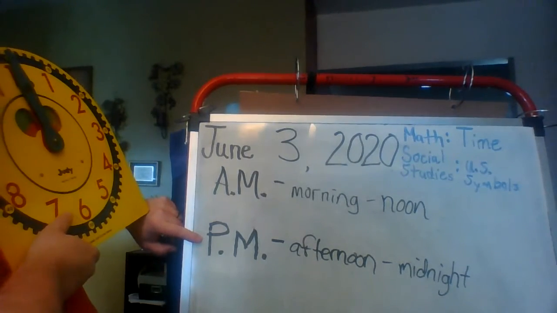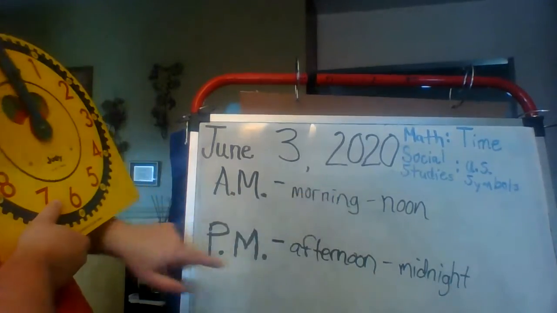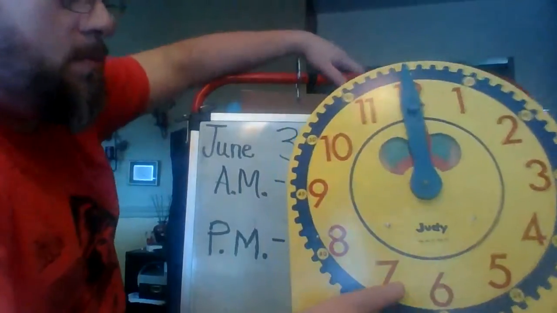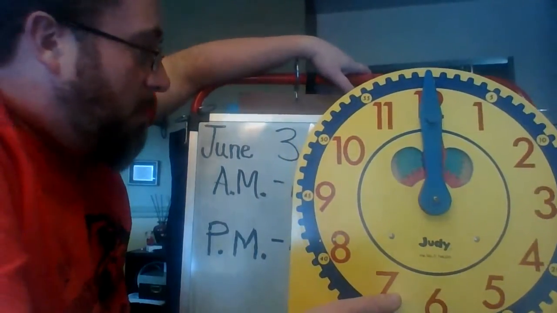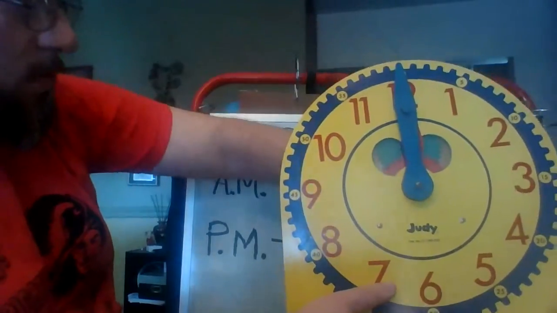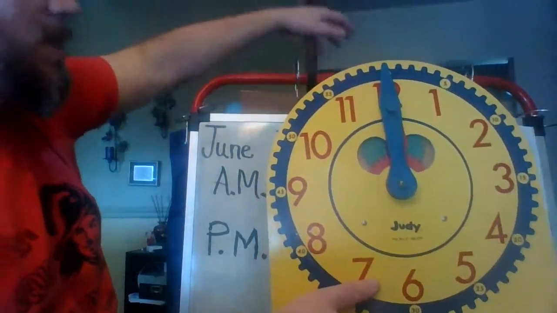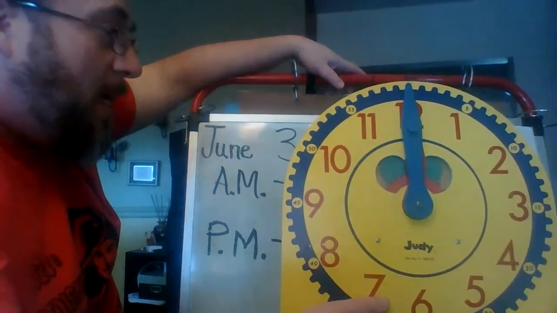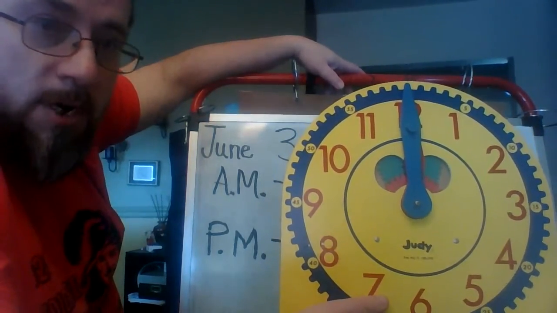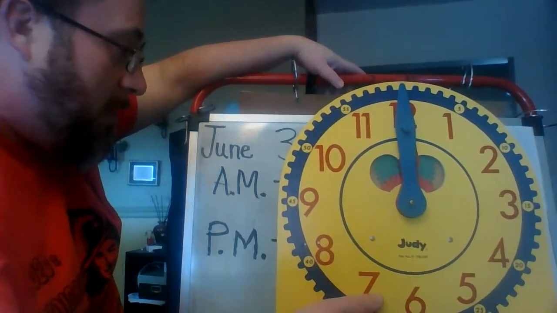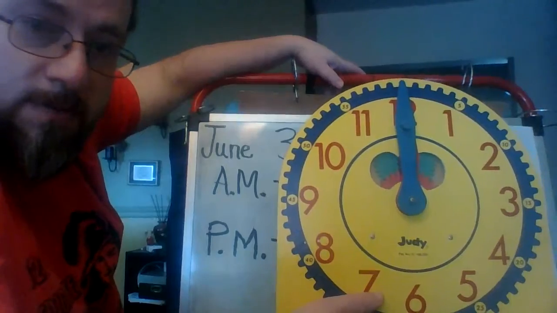Okay? Noon is the first PM time. 12 o'clock PM. And that's around the time that many people eat lunch. Midnight, we consider that the middle of the night. It's pitch black outside. That is the first AM time. That is the first morning time. Most people are asleep at that time unless they work some kind of late night shift.